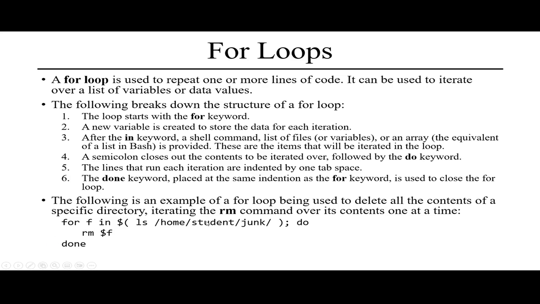So for f in the output of this command, do. Every time this runs, it's going to run remove, and this variable is going to equal one of the items in this ls command. So we've got junk file 1, remove junk file 1, then it's going to run again, and again, and again, for every file in this folder until they're all deleted. And then once the variable f can't equal anything, the loop closes.